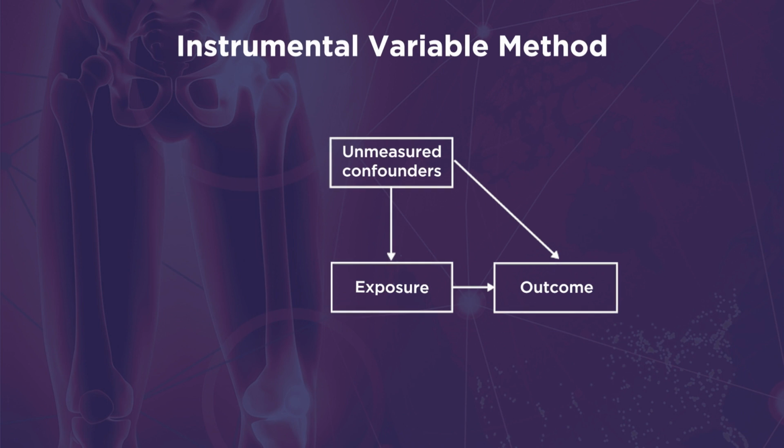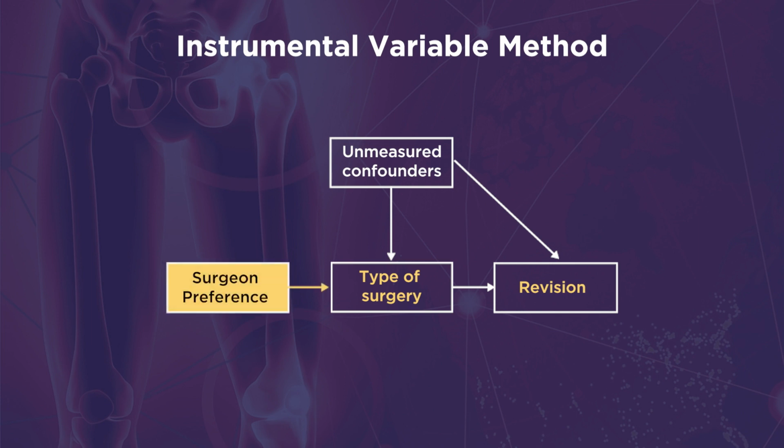Instrumental variable methods rely on an external variable, the instrument, that determines the exposure of interest, but it is not associated with the outcome other than through its effect on the exposure. An example of this method is the use of institutional or surgeon preferences, the instrumental variable, for the comparisons of the risk of revision between hemiarthroplasty versus total hip arthroplasty for femoral neck fractures.